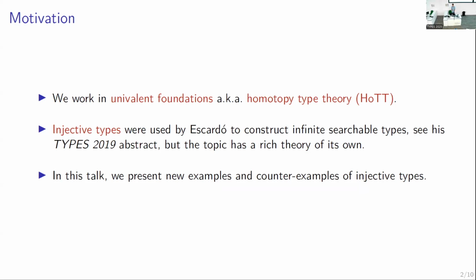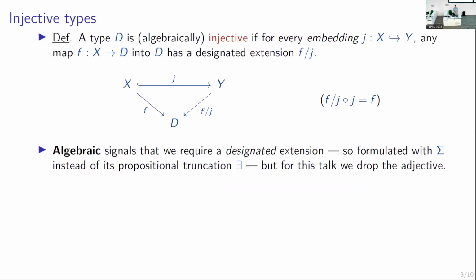Within this setting, Martin introduced injective types to construct large examples of infinite searchable types in Types Abstract from 2019. But actually, you can just study injectives on their own, and they have an interesting theory. So that's what I want to talk about today. I want to present in particular new examples and new counterexamples and explain why that's interesting.